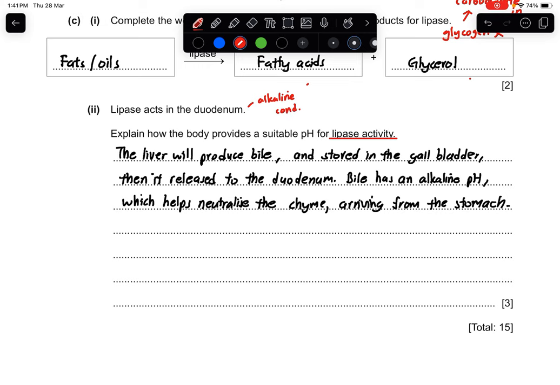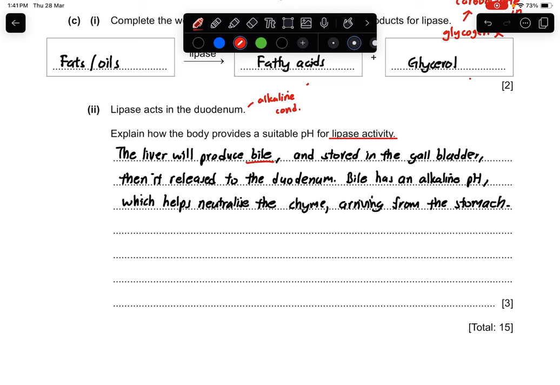So, in order for fats, right? Fats is not really digested in the stomach. It has to be broken down. And that mixture, which also has an alkaline condition, is the bile. Okay, 3 marks for this question.